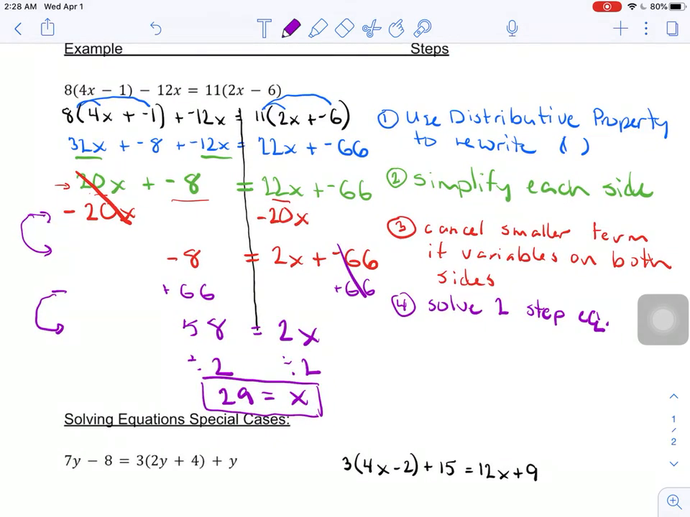So use the distributive property. Use what we've learned about simplifying to simplify each side. Use what we learned about variables on both sides. And then use what you've learned about two-step equations. So that's why I said this is a whole bunch of putting different things together that we have talked about so far.